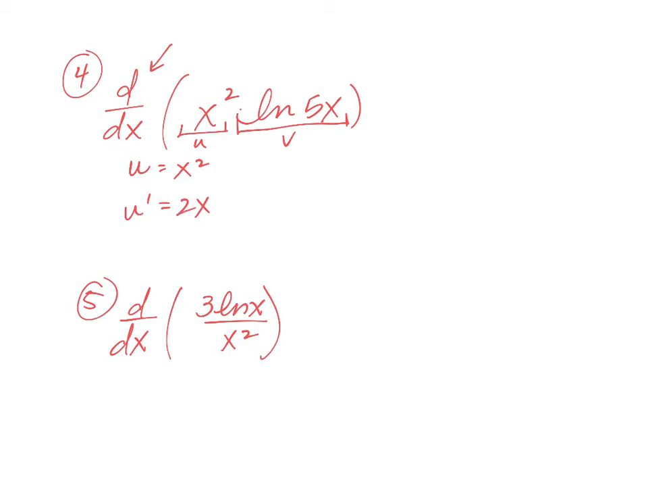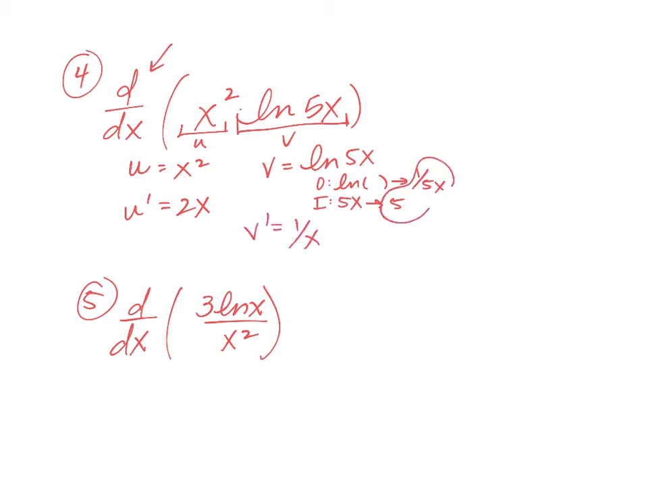So I'm going to set up my u and my v, u being x squared, the derivative of which is 2x. V will be a two-level chain rule function, so I have the natural log of 5x, the outside of which is the natural log, inside is 5x. So v prime ends up being 1 over x when I multiply 1 over 5x times 5.